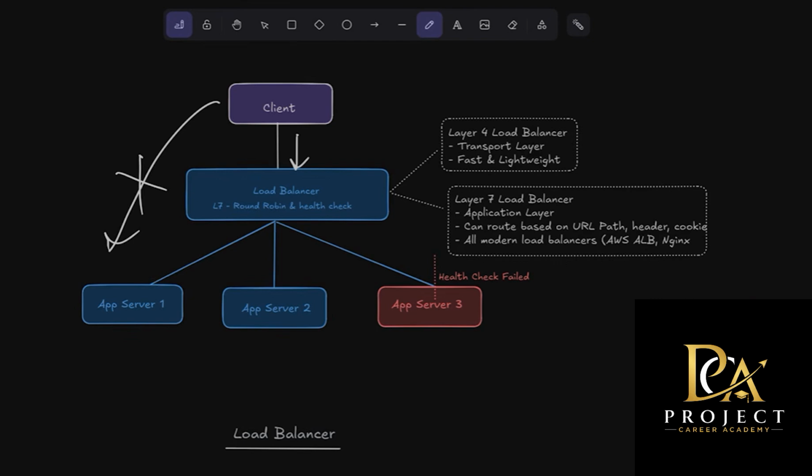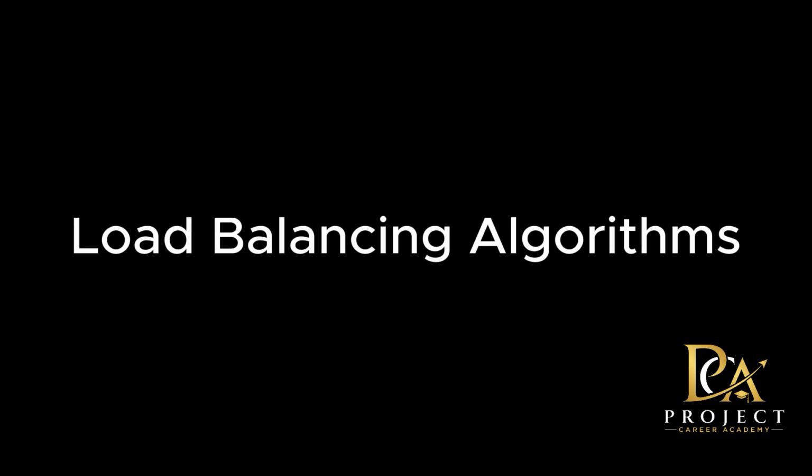But how does it decide where each request should go? This is decided by load balancing algorithms. I think the simplest algorithm would be round robin. The load balancer here would distribute requests evenly across the servers.